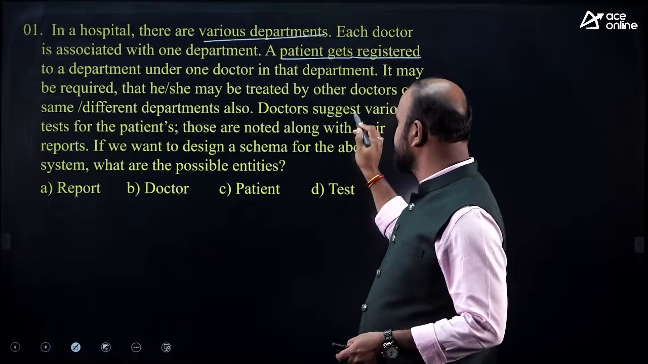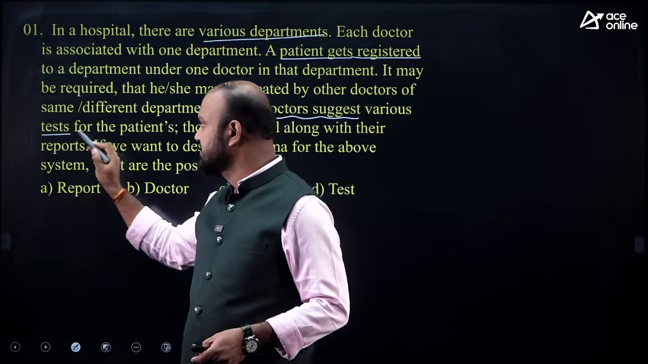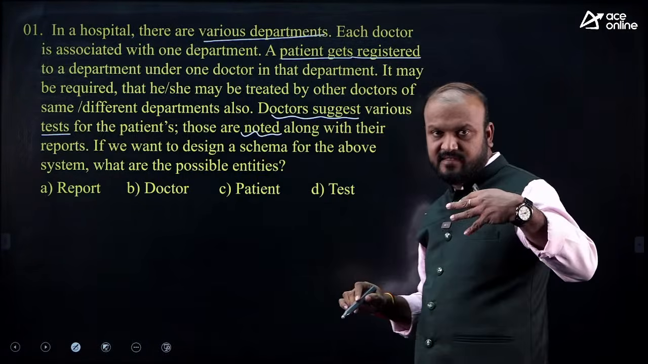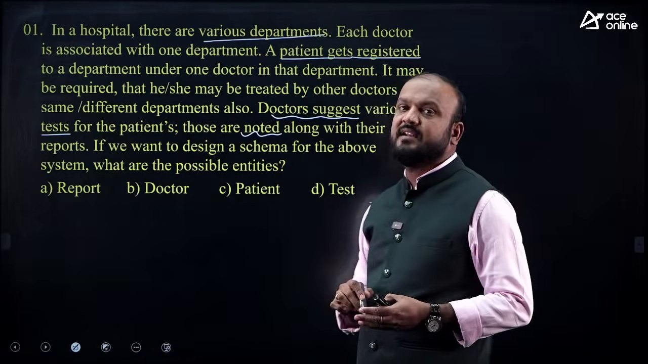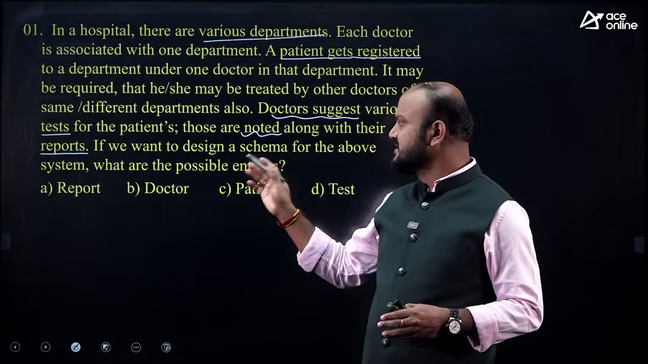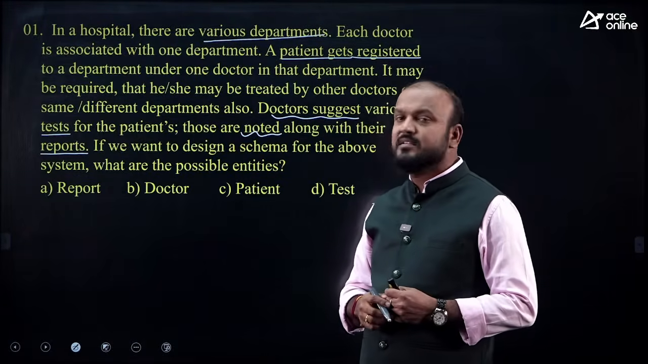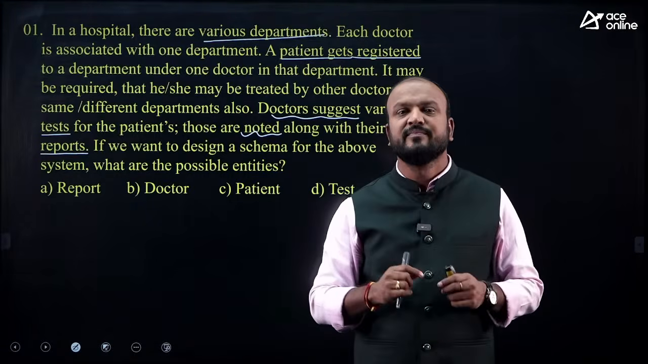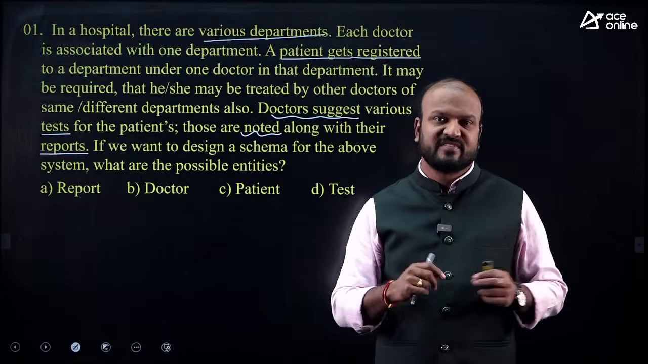So doctors are suggesting various lab tests for the patients. Those are noted. What test the doctor has suggested to the patient is noted along with their reports. If you want to design a schema for the above system, what are the possible entities? So what is an entity? An entity is a real world object that has some attributes to describe it.